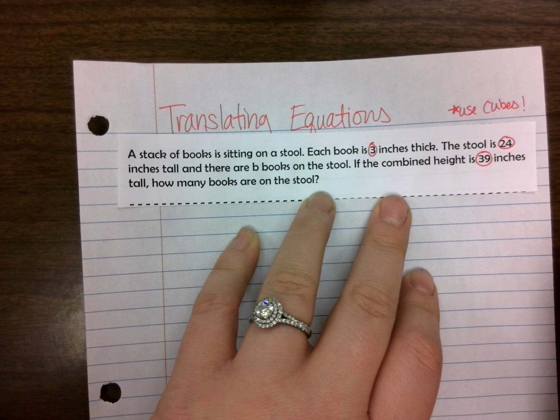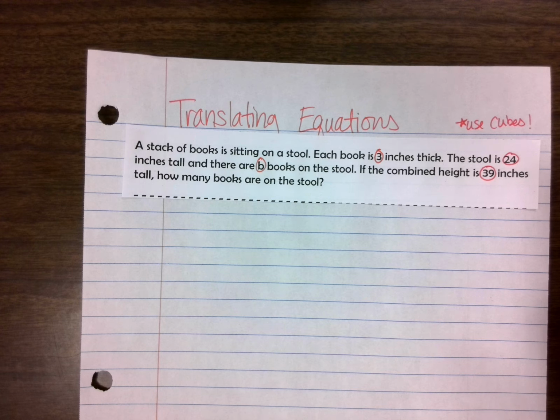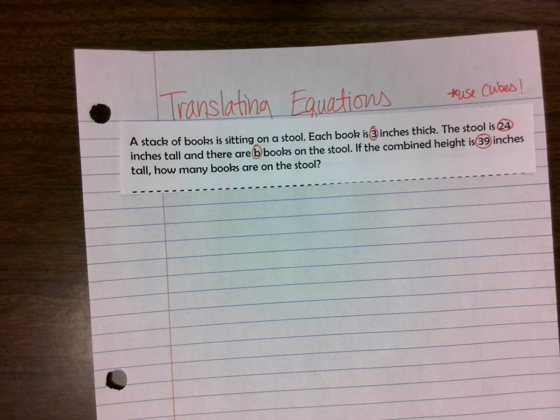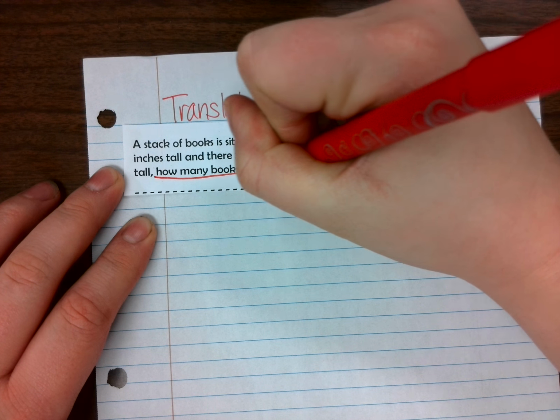What do you think it is? It is B. B books. That is a variable, yes, but it is still a number. So we need all those 4 numbers. Then we need to underline the question: how many books are on the stool?